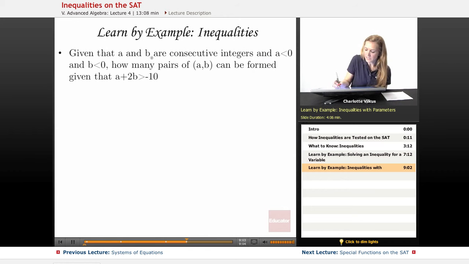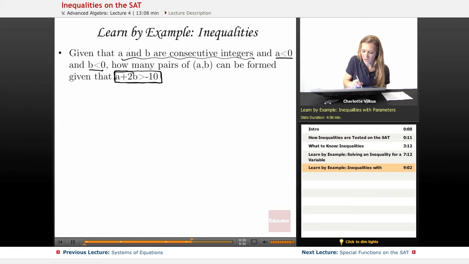We're given some parameters. We're given that a and b are consecutive integers, and a is less than 0 and b is less than 0. So both of them are negative is what that essentially means to us. We want to know how many pairs of a, b can be formed given that a plus 2b is going to be greater than negative 10.